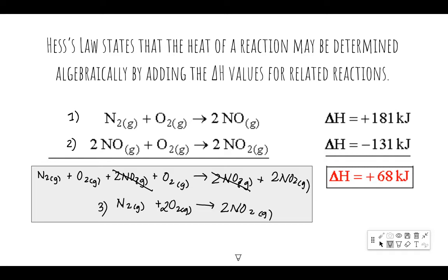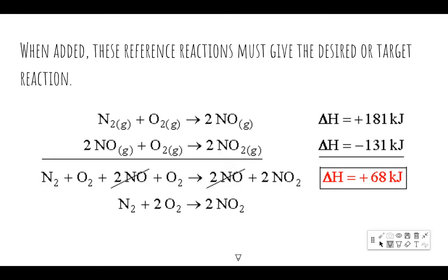Let's take a look at how we would apply that in the questions that we see, right? Just to recap, when added, these reference reactions must give the desired or target reaction, right? So this reaction has to result from these 2 in order for us to add up the delta H's together, right? If this is not possible, if somewhere you don't end up with this reaction, this doesn't follow, right? You can't just add up the delta H's together if that's not the case.